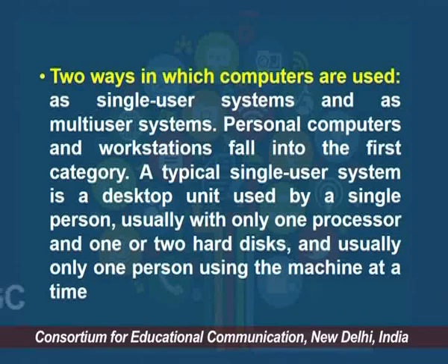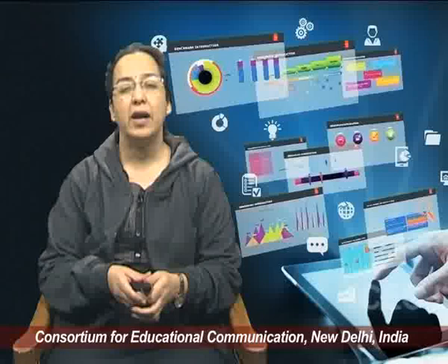Then we have some workstations also that fall into that particular category, and here we will be demonstrating which type of computer generally falls into which system. So when we talk about a single user system, it is generally a desktop which is used by a single user, usually with one processor, one or two hard disks, and only one person using the machine at a time. This is what we call a single user and a multi-user system.